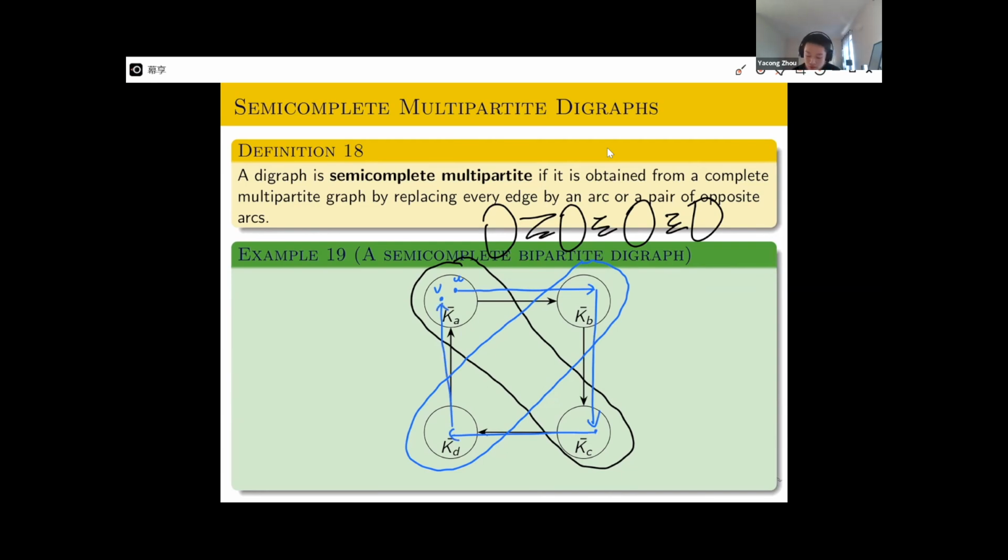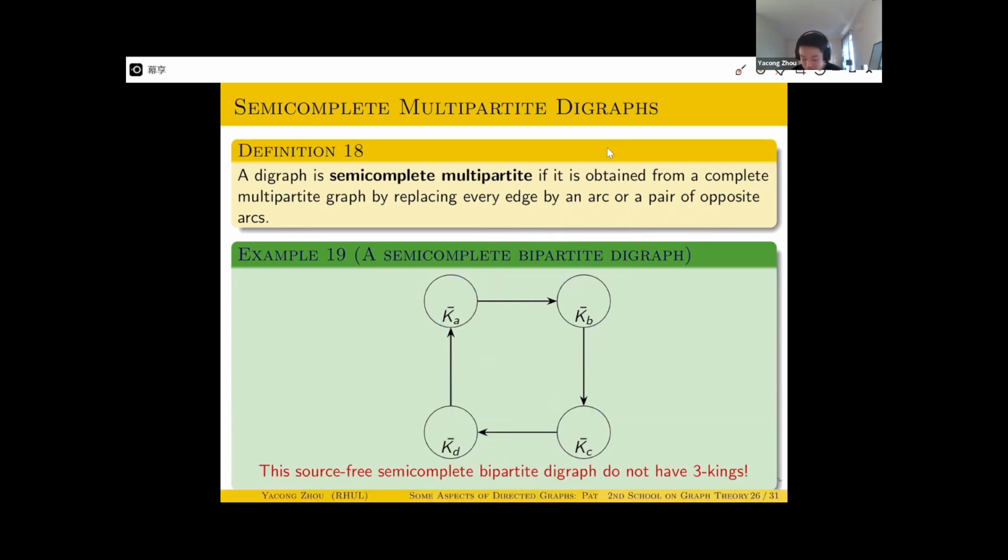So that is equivalent to say that if A, B, C, D are all greater than or equal to 2, then there can be no 3-kings. So we may need to drop the idea of proving that every semi-complete digraph has a 3-king.